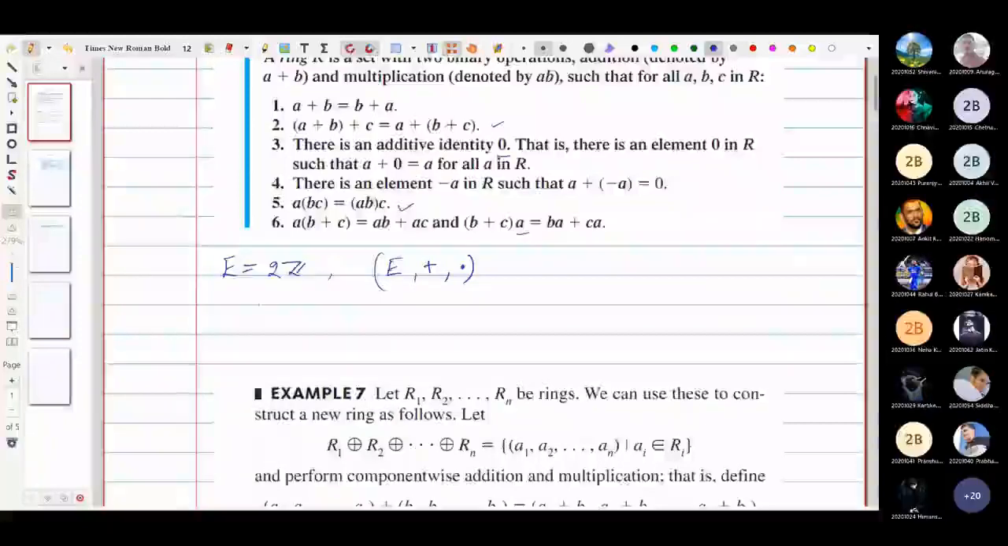So can you tell me what the units are, or before that, does E have an identity or what? Any identity? Is an identity there in E? When we say identity, it means we are talking about multiplicative identity.